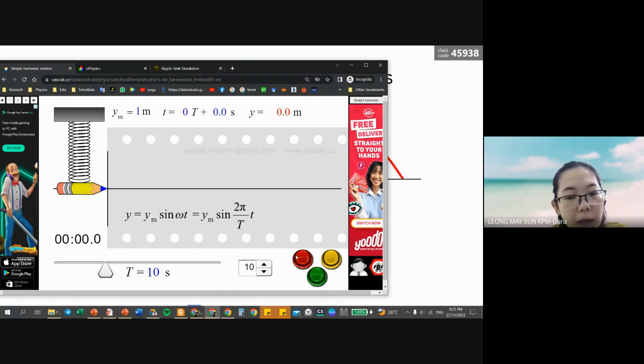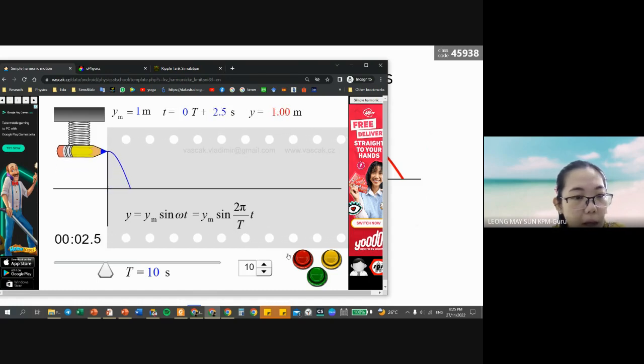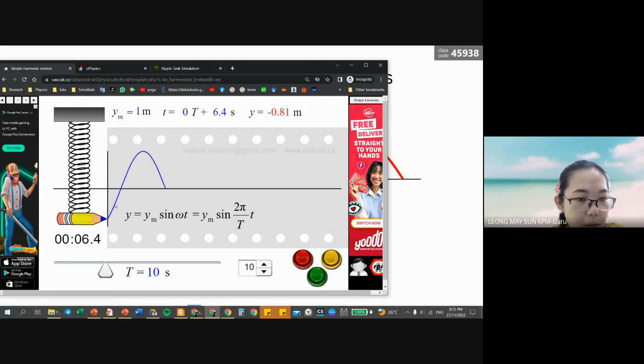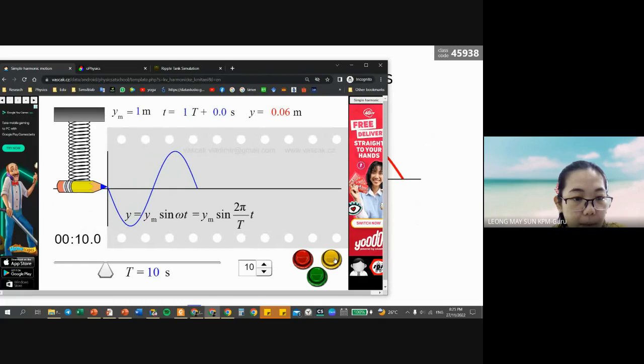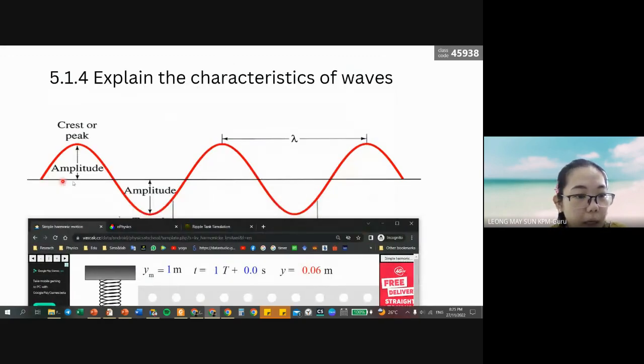Okay, so if the pencil starts to oscillate up and down due to the spring, it will go from the equilibrium position to the maximum, down to equilibrium, and then back to the minimum position. I'm going to stop it there. All right, so the distance from the equilibrium line up until the maximum point, that is actually what we call an amplitude.